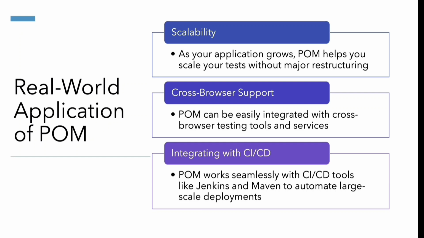Now for real world applications of POM, the first is scalability. We can write any number of automation cases, any number of pages inside POM. We should not need to do restructuring again and again, and it will be very good for maintenance purposes. It also has cross browser support. Here we can easily integrate cross browser testing. We just need to write that if the browser is Chrome, then it will initiate the Chrome driver. If the browser is Firefox, then it will initiate the Firefox driver. That way we can define it properly.